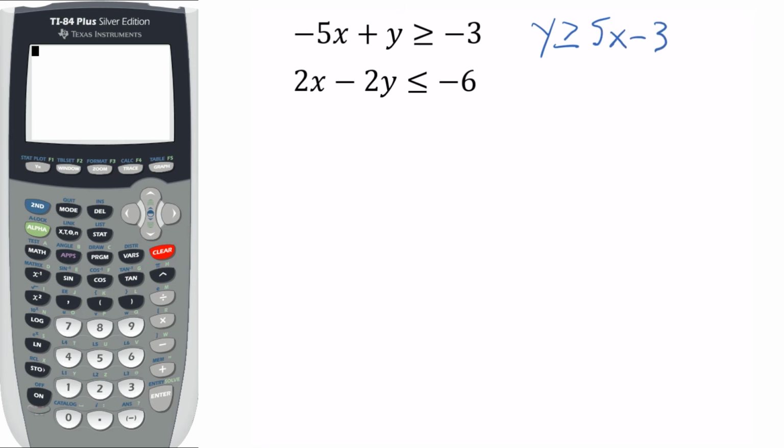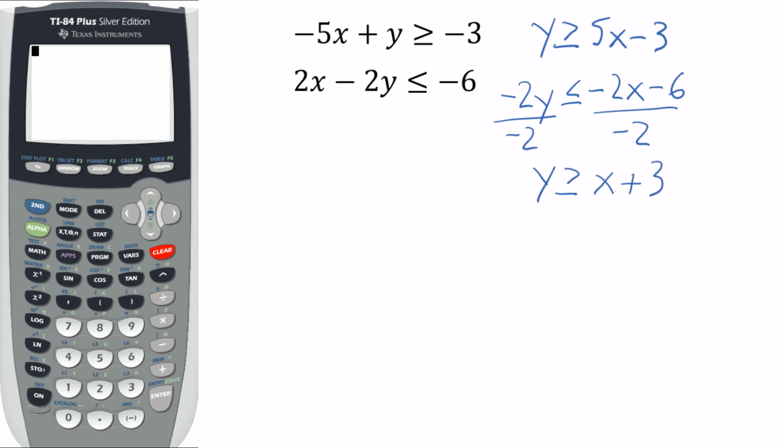On the bottom inequality, we'll start by subtracting 2x from both sides. That'll give us negative 2y less than or equal to negative 2x minus 6. And then we'll divide both sides by negative 2. And anytime we multiply or divide a linear inequality by a negative number, we need to flip the sign. So that'll give us y is greater than or equal to x plus 3.